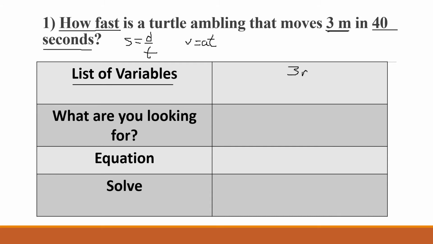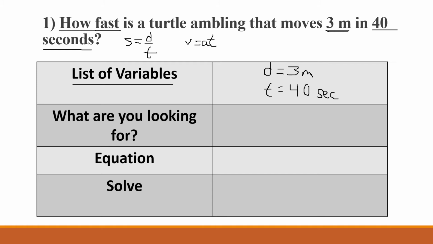3 meters, 40 seconds. These are your variables. These are the things that we know. But what is 3 meters? 3 meters is a distance. And 40 seconds is a time. We know that from the unit chart. Go back to 4:45 if you don't know that.